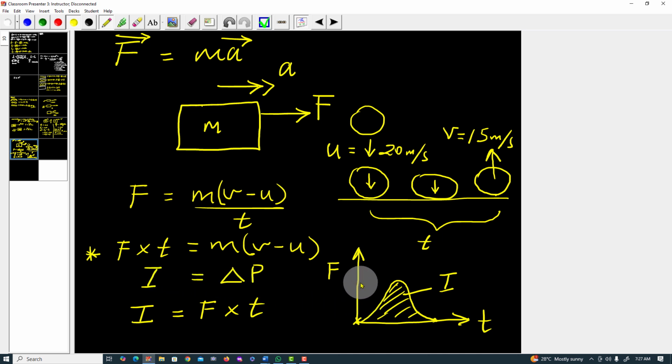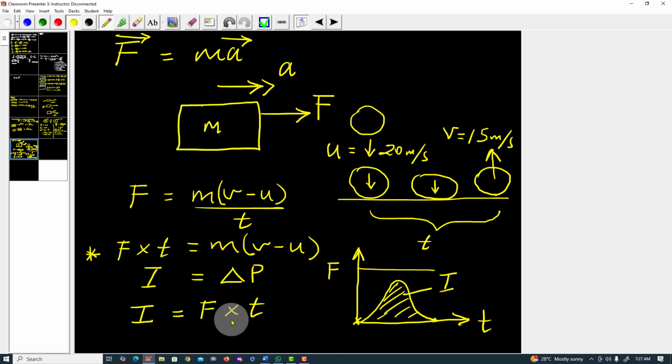And if this area is a regular one, like for example, you can be told that the force could be a horizontal line like that, then it's just a matter of multiplying this force by this time and we get the change in momentum, or we get the impulse of the force.